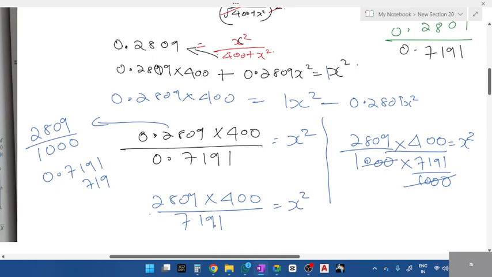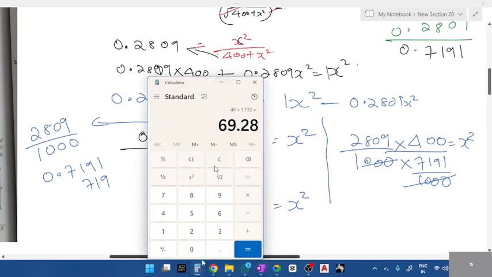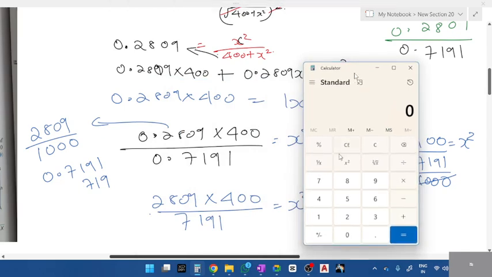Okay, very lengthy question. Fine, let me just show you all the value here. After this, I'll discuss the project. 2809 into 400. You'll have to reduce it. 400 divided by 7191.